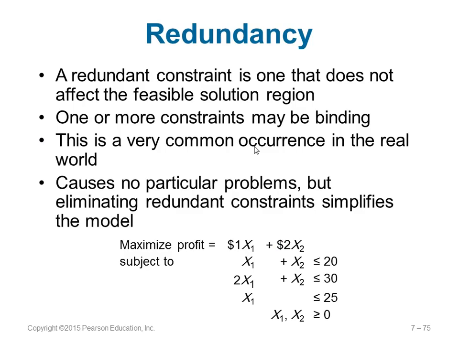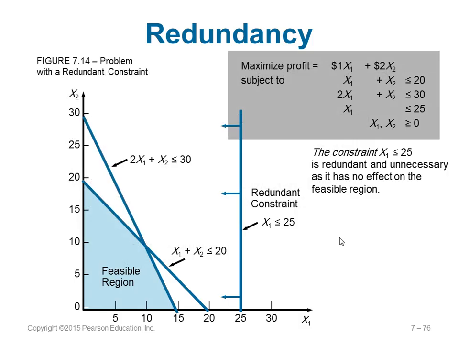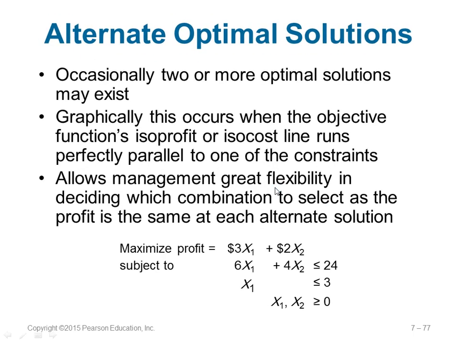Next one, redundancy. You might have more than one constraint, and some constraints are not affecting the solution, not affecting the feasible region. This is redundancy. This is also common in real world applications. So you can see here you have these constraints. If I draw them as a graph, you will see this constraint here, x1 less than or equal to 25, is here. Even if I remove this constraint, the feasible region is not going to change. It will have no impact on the feasible region whether I remove it or keep it. So simply, it's a redundant one. It has no effect on the feasible region.